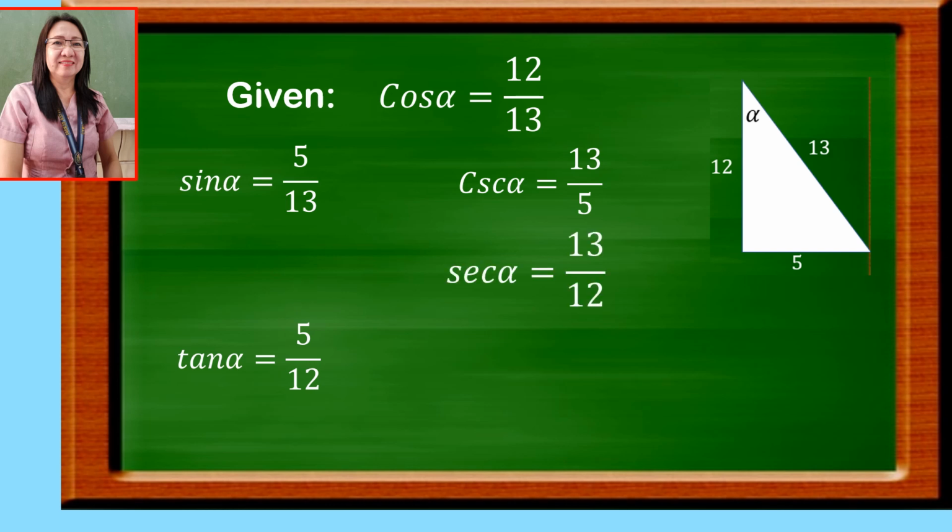Similarly, we have secant alpha, which is the reciprocal of cosine. So we will get 13/12. And the reciprocal of tangent is the cotangent. So cotangent alpha is 12/5. Now let me give you another example.